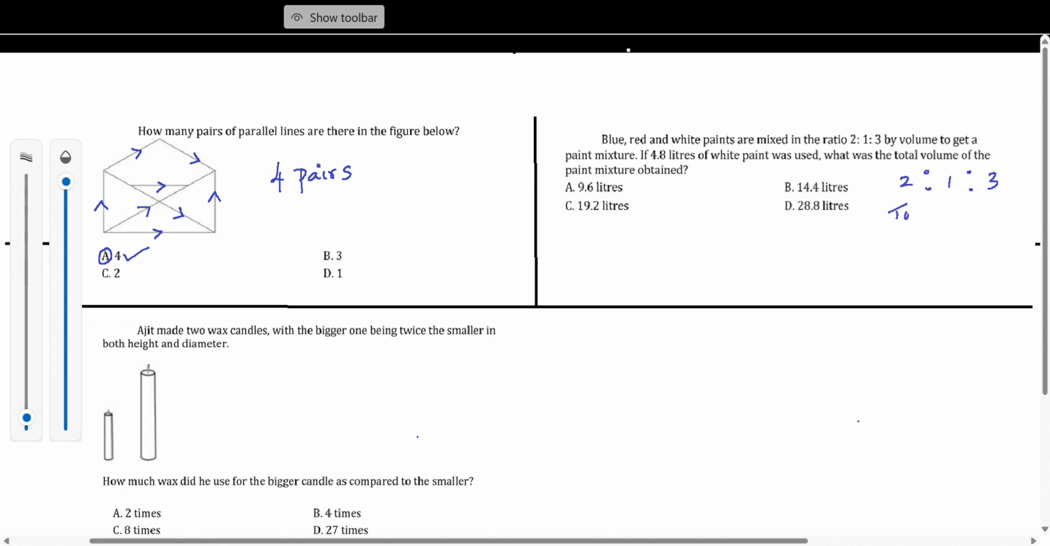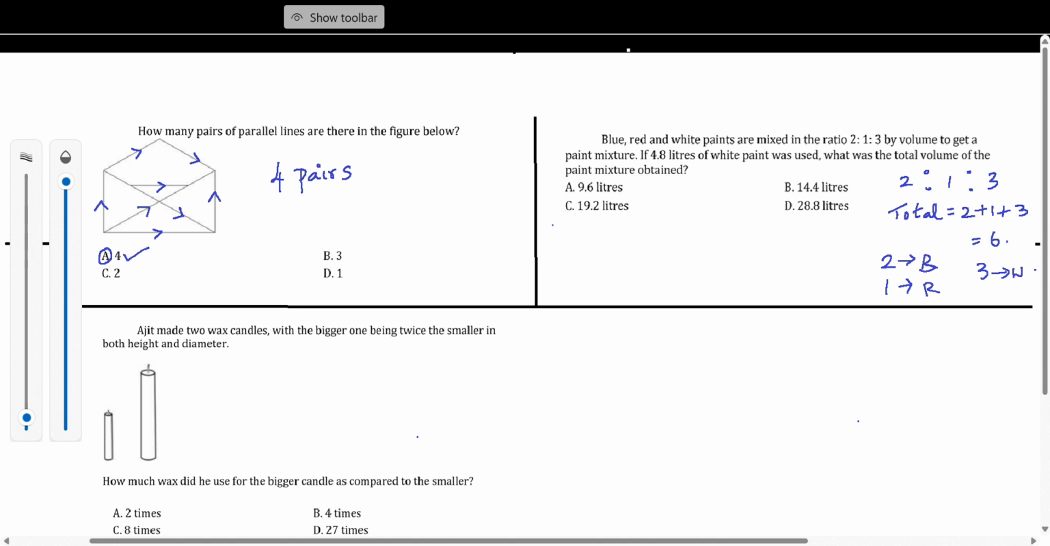So the total here is 2 plus 1 plus 3, which is 6. So 6 parts, of which 2 is blue, 1 is red and 3 is white. Right? So blue, red, white in the ratio 2:1:3. So the order stays the same.